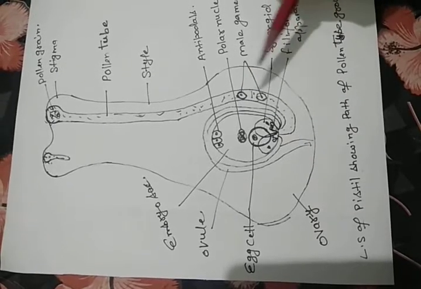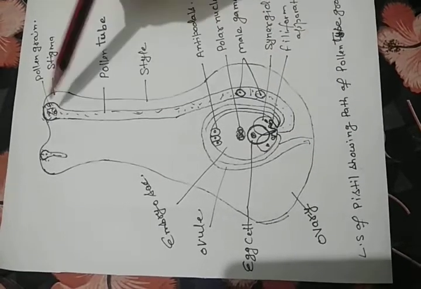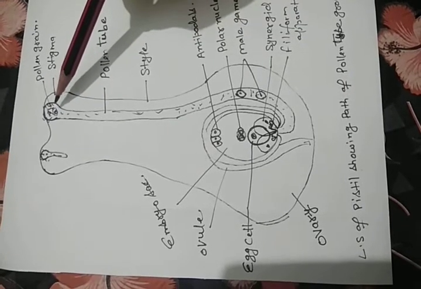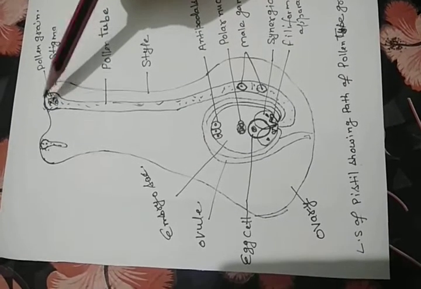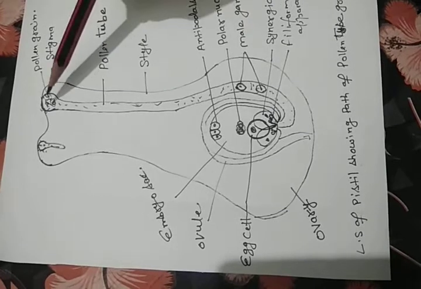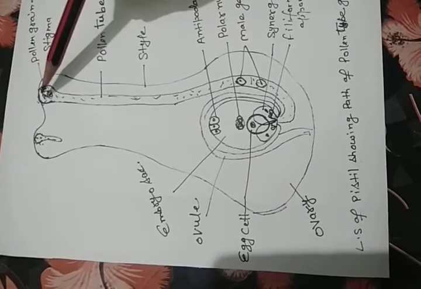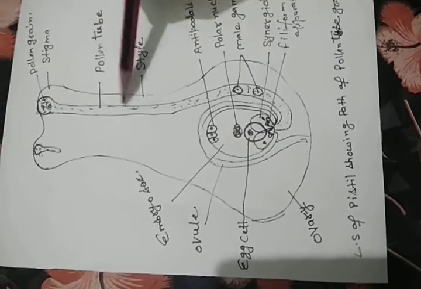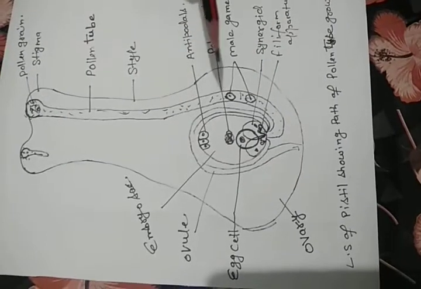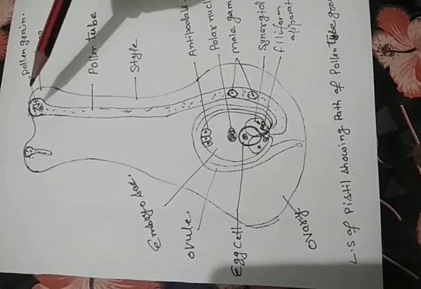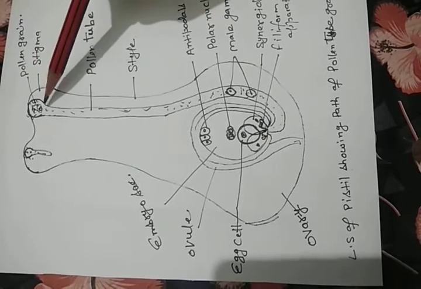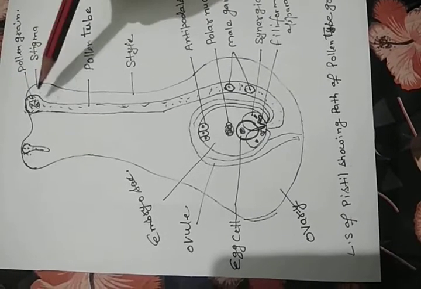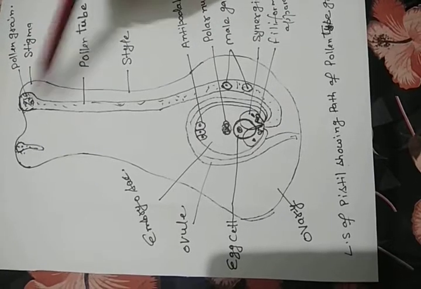We know that in most of the angiosperms, the pollen grains are shed at the 2-celled stage, that is 1 generative cell and 1 vegetative cell. So after pollination, when the pollen grain germinates, the generative cell divides to form the 2 male gametes. While in some angiosperms, the pollen grains are shed at the 3-celled stage, meaning from the beginning there are 2 male gametes and 1 vegetative cell.